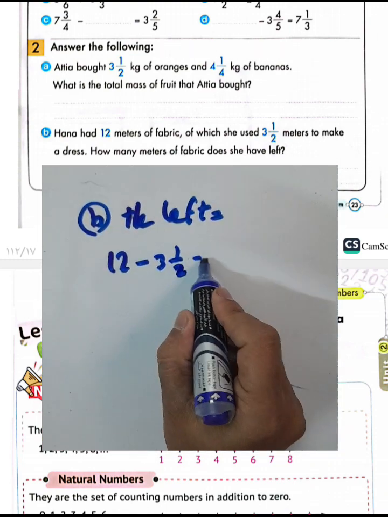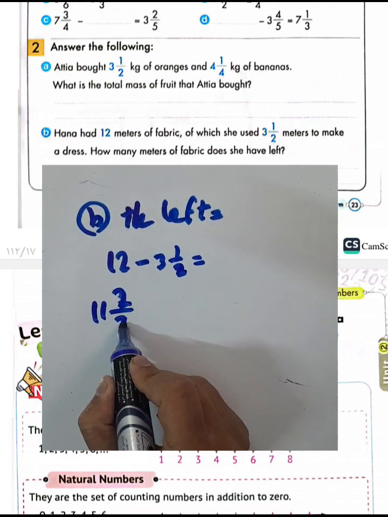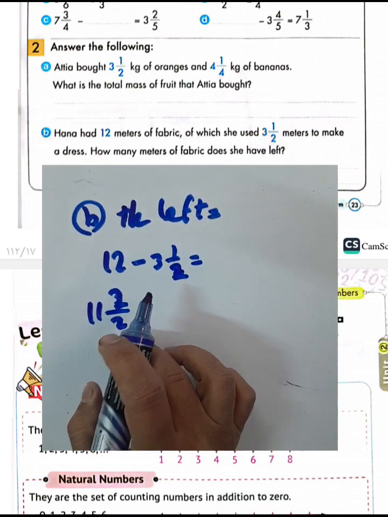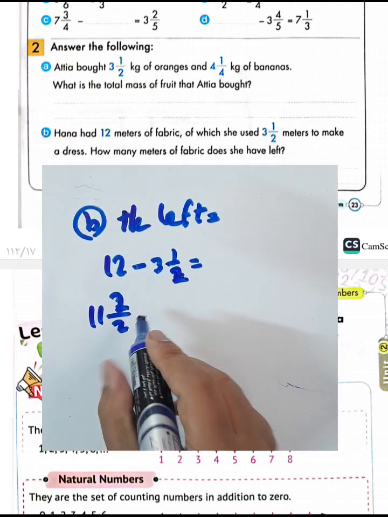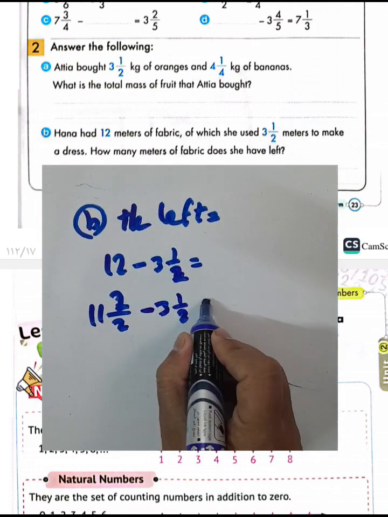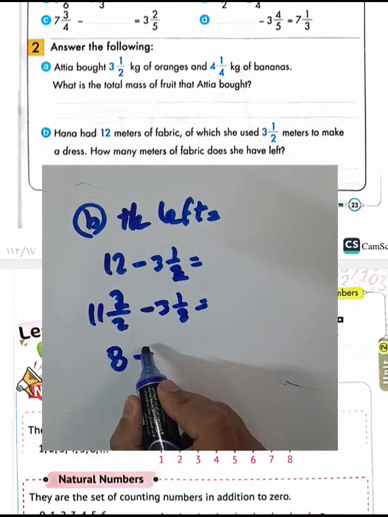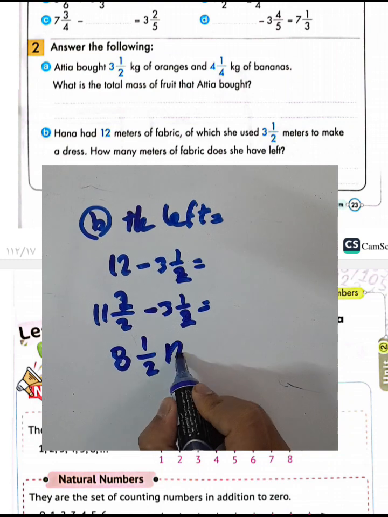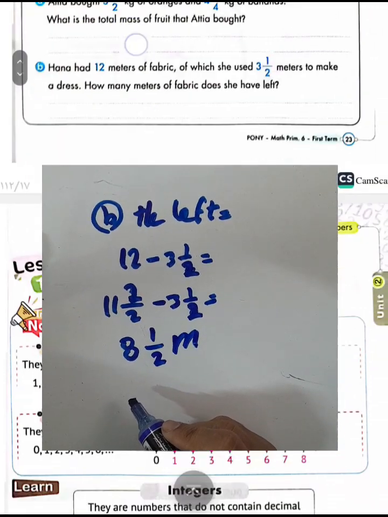Write 12 as 11 and 2 over 2. Like the denominator, you must convert 1 to 2 over 2. Again, 12 will be 11 and 1 will be 2 over 2, like this denominator. Subtract 3.5: 11 minus 3 will be 8, and 2 minus 1 will be 1, and write denominator 2. So the result will be 8.5. It's the remainder here. Okay, 8.5 meters.